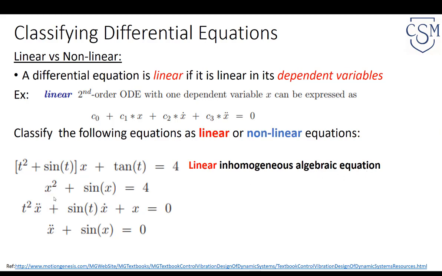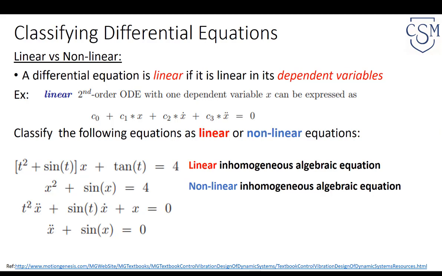This second set of equations here, x is squared. Therefore, this is a nonlinear term. Also, this is the sine of x. This is also nonlinear for the dependent variable. So we would say that this is a nonlinear inhomogeneous algebraic equation. It's algebraic because no differentials or no derivatives of x, the dependent variable, appear in the equation.